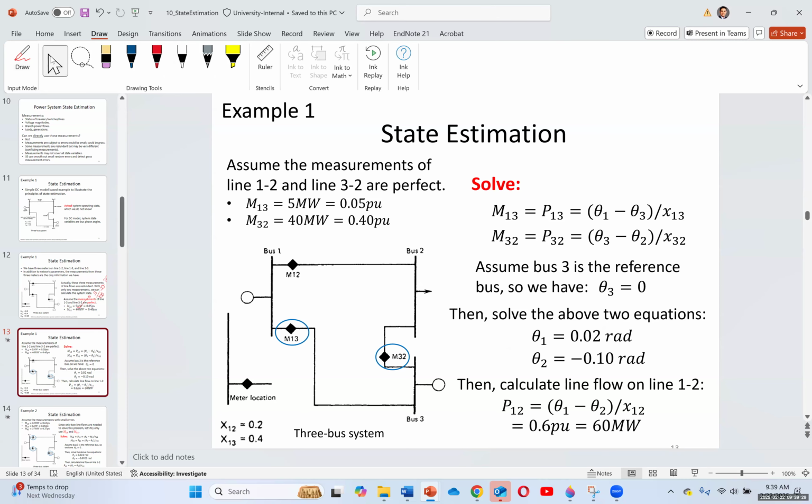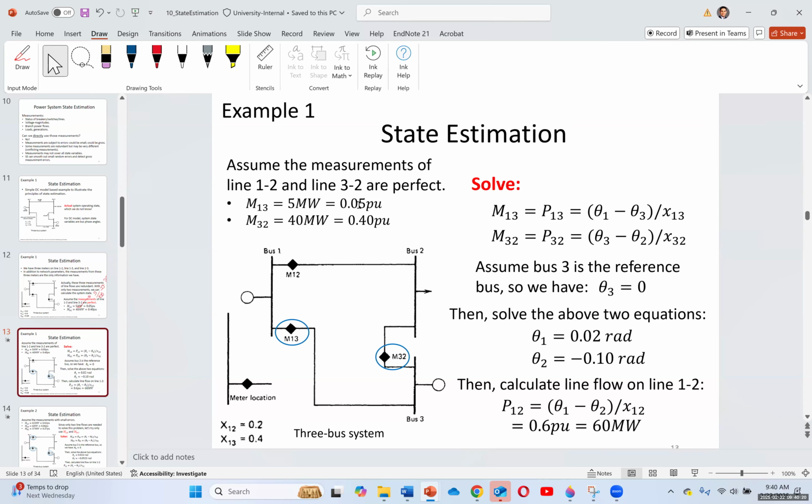Now, to solve this problem, we had the same thing in the previous lecture as well. We can use these equations. First, we would assume the measurements of line 1 to 2 and 3 to 2 are perfect without error. So we can solve it for M13 as P13, which is equal to theta 1 minus theta 3 over X13. And M32 is P32, theta 3 minus theta 2 over X32. We have to assume one of the buses is the reference bus. Here we would assume theta 3. We can assume any of them to be the reference bus. And the reference bus phase angle is going to be equal to 0. Then we solve the above two equations.